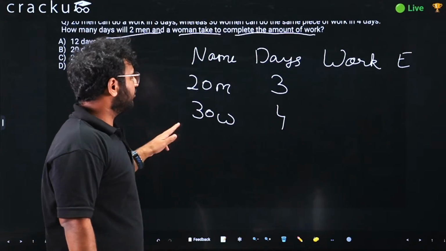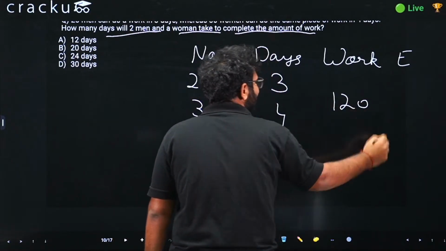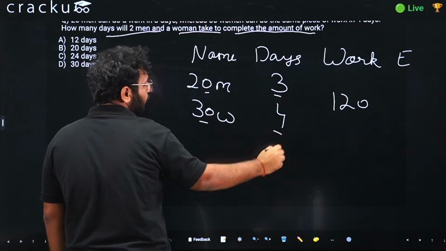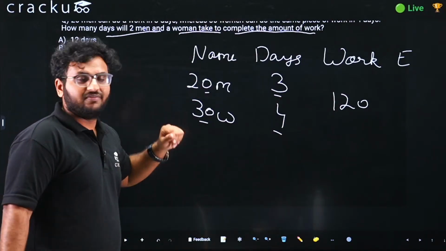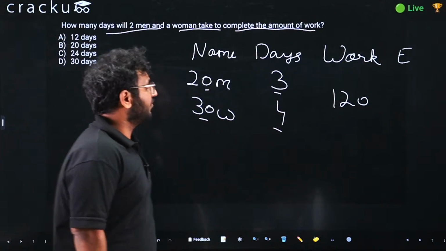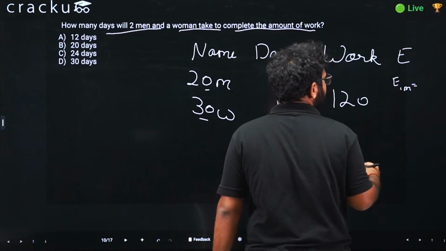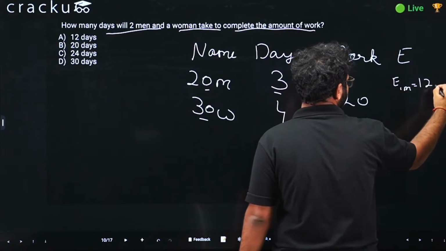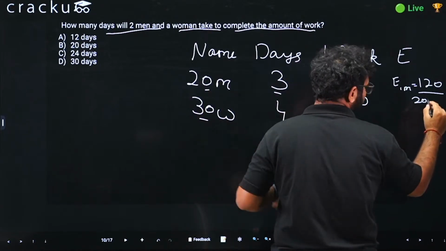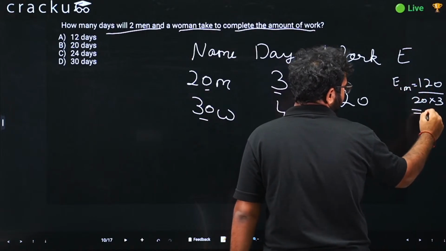What I will do is assume the work to be 120. Why 120? Because 20 into 3 is 60, and 30 into 4 is 120. So 60 and 120, the LCM is 120. Now the efficiency of one man will be equal to work upon total number of men, which is 20, into number of days, which is 3.